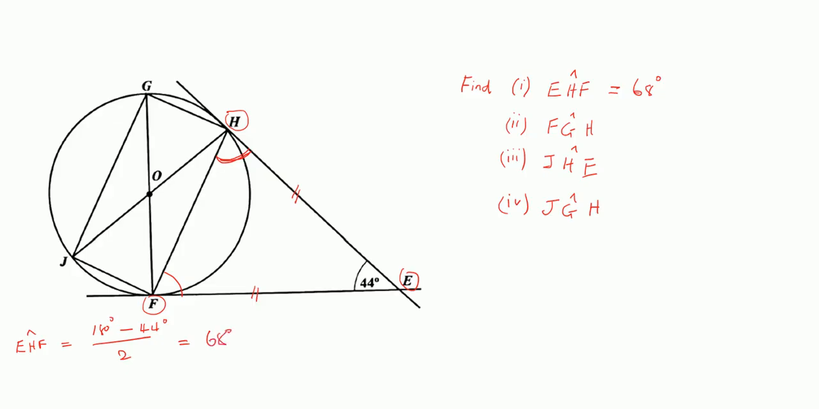Alright, make sure you understand how I get that. It's because we have two tangents to a circle going to a common point. Alright, so therefore this angle here is 68 degrees. It also means that this angle here is also 68 degrees. Now we want to find FGH. Now FGH, where are we? So FGH, we want to find this angle here.